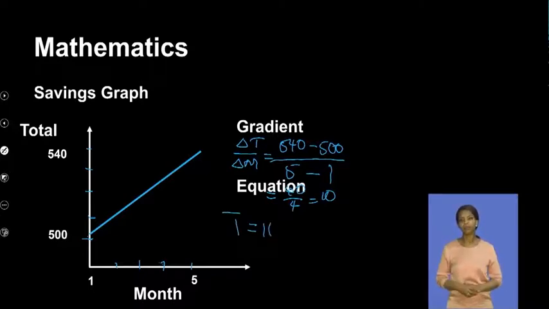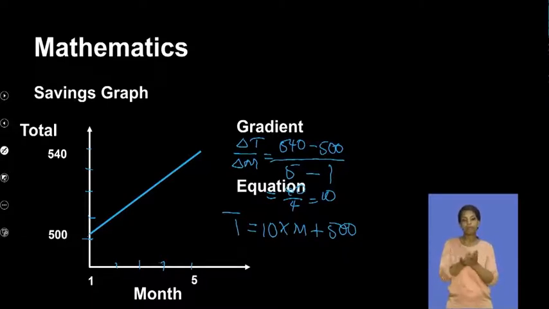Our growth is 10 multiplied by the number of months, plus the initial amount that the person started with, which was the 500. So if I want to know the total for, say, month 2, this is going to be 10 times the 2 there, and then plus that. So that will give me the total on month 2.